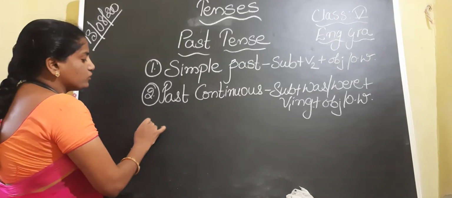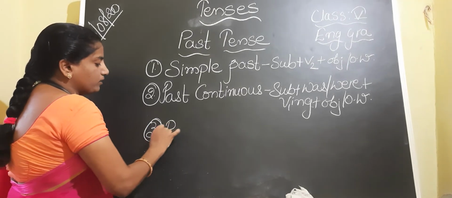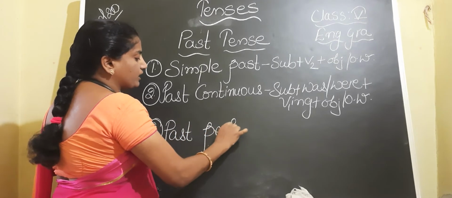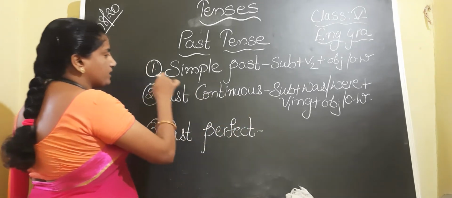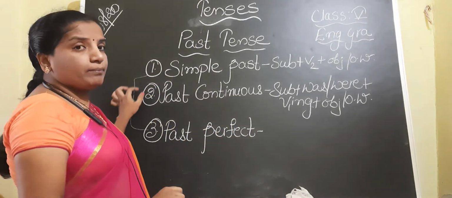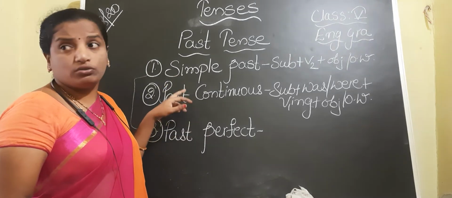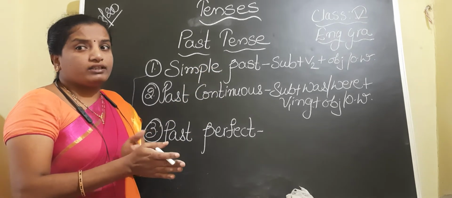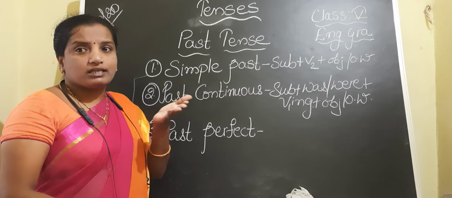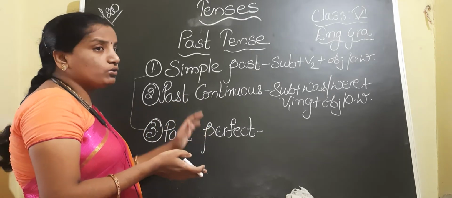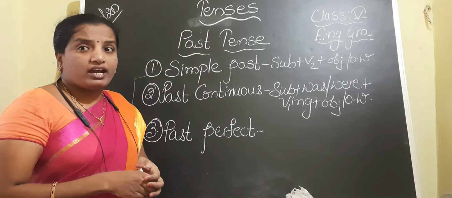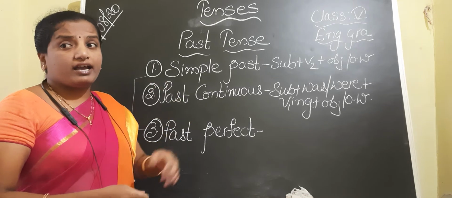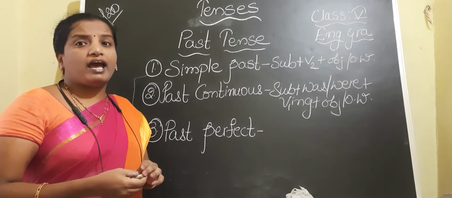Now, children, coming to the perfect, past perfect. See, children, there is a little bit of confusion between the simple past and the past perfect. Sometimes we may get confused between these two. Children, simple past is used for the recently completed actions, whereas past perfect is used for an action before the simple past. When I arrived, the train had already left. When I arrived at the station, the train had already left.